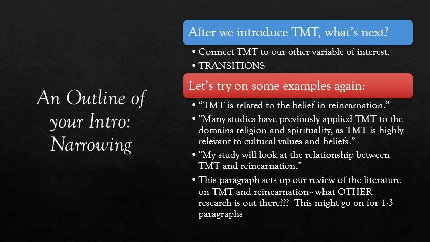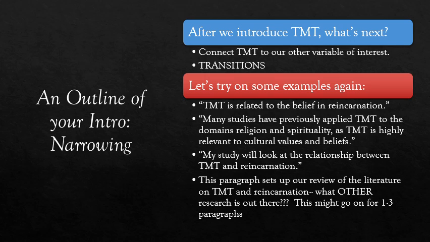What out of these three sentences seems like it's the best one? Well, in my opinion, it would be number 2, which is many studies have previously applied TMT to the domains of religion and spirituality, as TMT is highly relevant to cultural values and beliefs. Why do I think that one? Well, think about it. We're talking about terror management theory, and we are relating it to actual variables of interest. In this case, our variables of interest are religion and spirituality. So the second sentence works best.